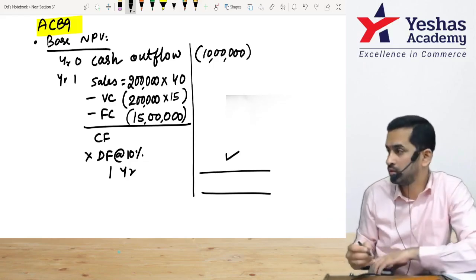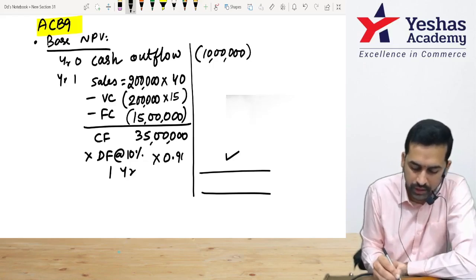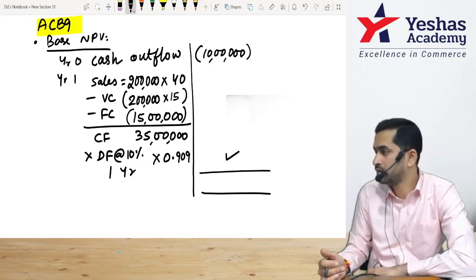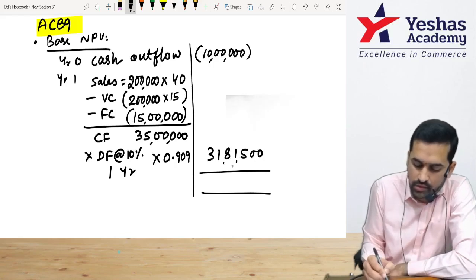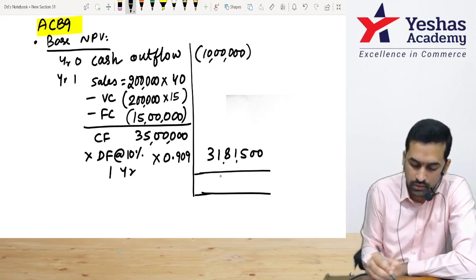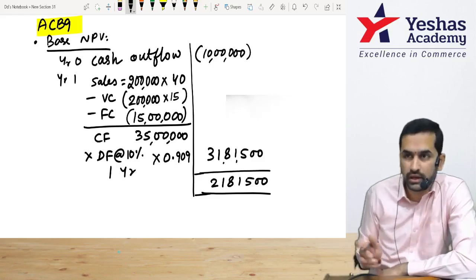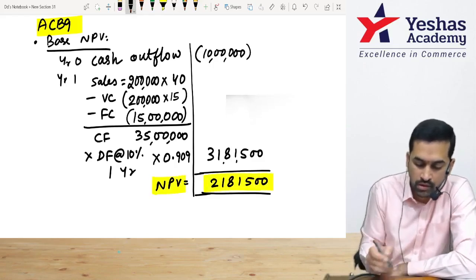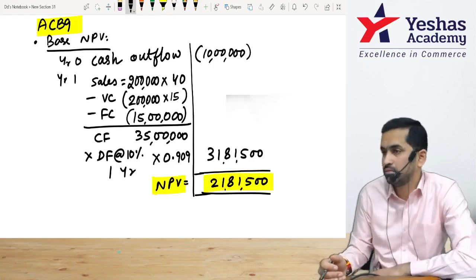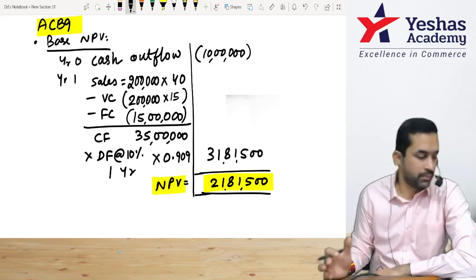Do we have cash flow number? 35 lakh. This should be multiplied by 0.909. 31,815 approximately. 21,81,500 is my base NPV. Yes. Now the main part of the question.